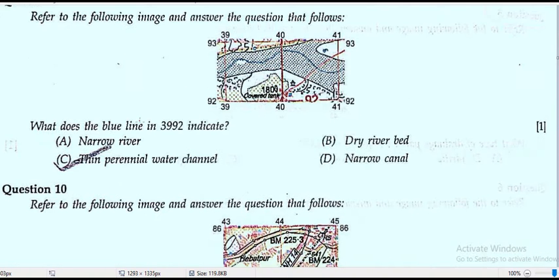Next question, what does the blue line in 3992 indicate? In this grid we can see a blue line. What are they showing? They are showing a thin perennial water channel. You can see this is the area or width of the river, but it is a non-perennial river. That means in the summer season the availability of water reduces, and in that way it makes a narrow channel. So this is actually a thin perennial water channel.